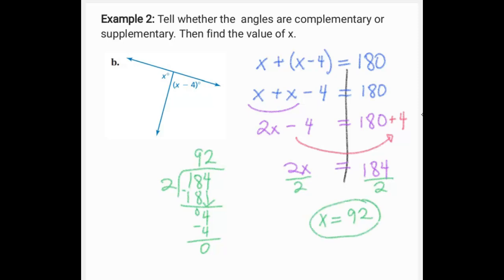And again, if we wanted to find the value of each of the angles, we have 92 degrees over here for this x. And in this case, it will be 92 minus 4, and that will give us 88 degrees. And again, together, 92 degrees plus 88 degrees should equal the supplementary definition of 180 degrees.